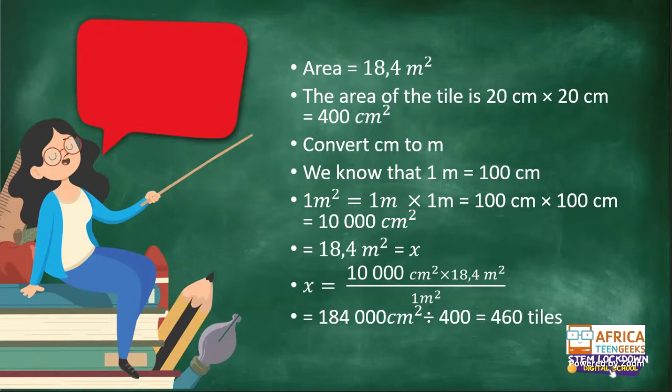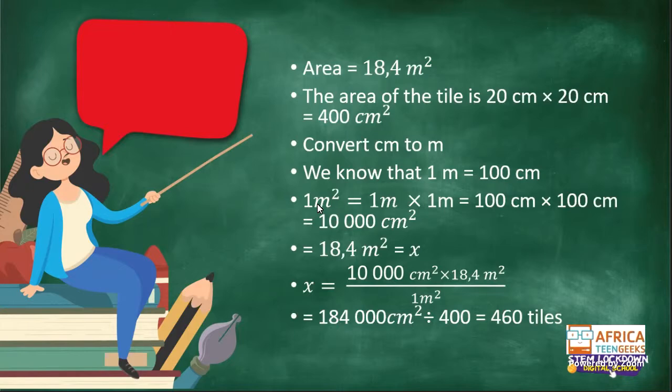But remember, the house or the area there is in square meters. So you need to convert centimeters to meters so that you can work with the same unit of measurement. Alternatively, you can convert your meters to centimeters. Now look at what we have done here. We know that 1 meter is equal to 100 centimeters. That is the knowledge that we have.